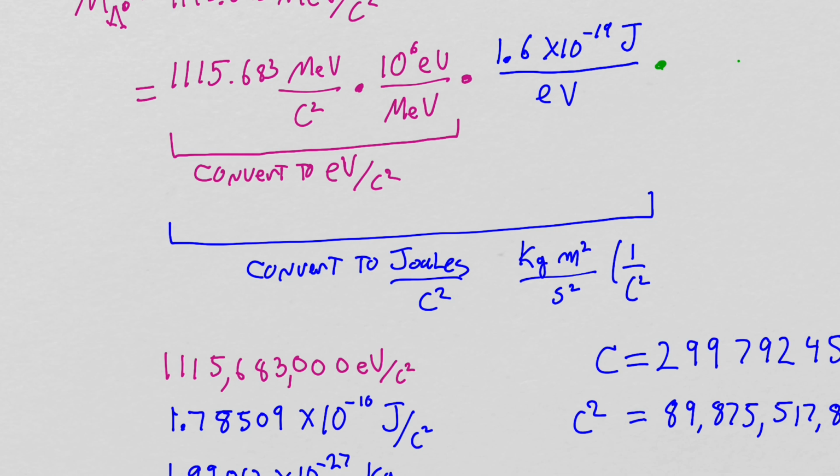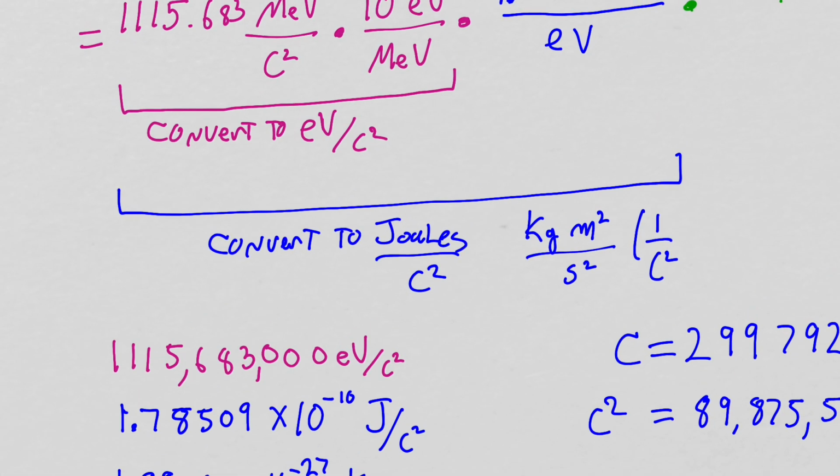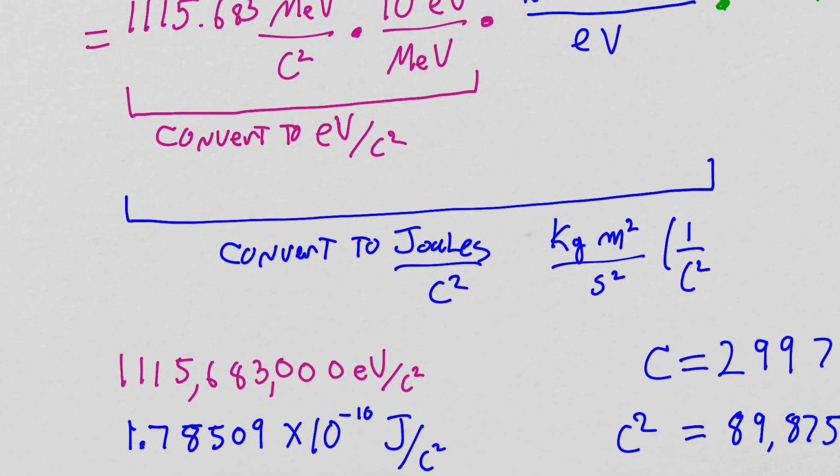Joules is just this sort of familiar classical mechanics unit of energy. I don't know why you would ever use joules for this, but if you wanted to, you just have to dig up the conversion from your favorite unit of energy to the electron volt. And if you do that, you end up with 1.78509 times 10 to the minus 10 joules per c squared. And so with that, you now have the mass still in energy, but now the energy is in joules. So it weighs 1.78509 times 10 to the minus 10 joules, right?